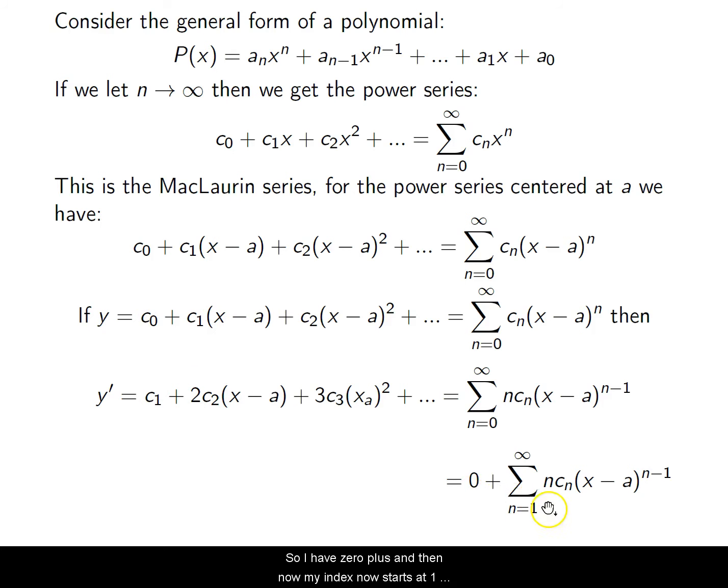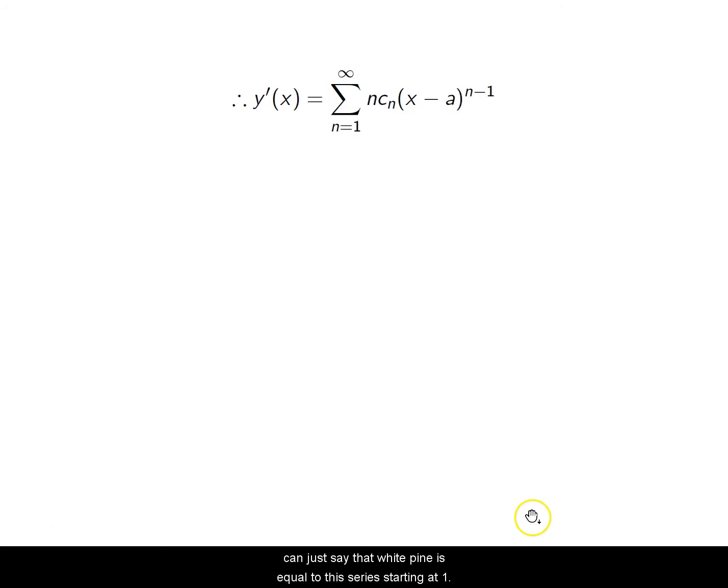So I have 0 plus, and then now my index starts at 1 because I've evaluated the 0 term. So now I have the 1 term. We all know that 0 plus something is nothing, so I don't have to write it like this. I can just say that y prime is equal to this series starting at 1.